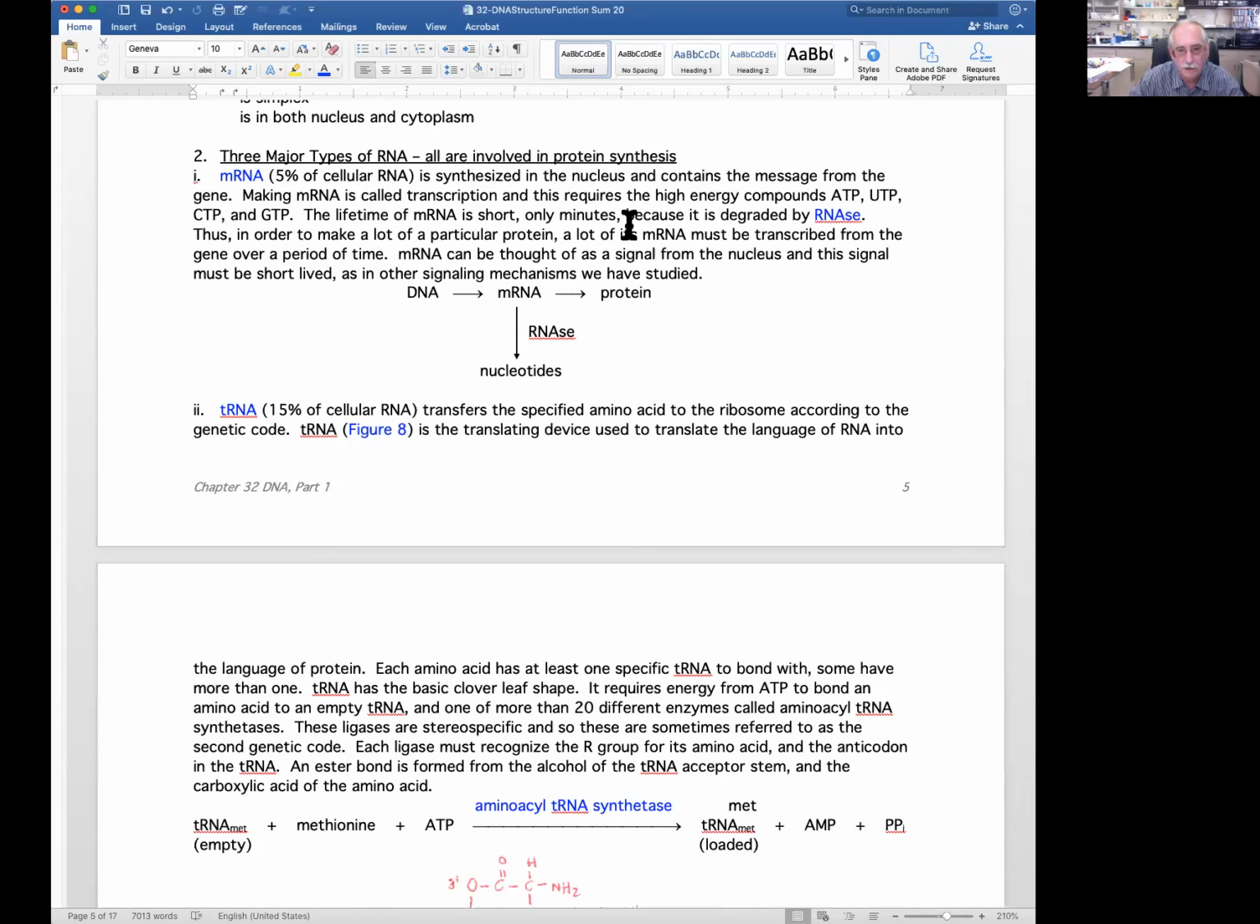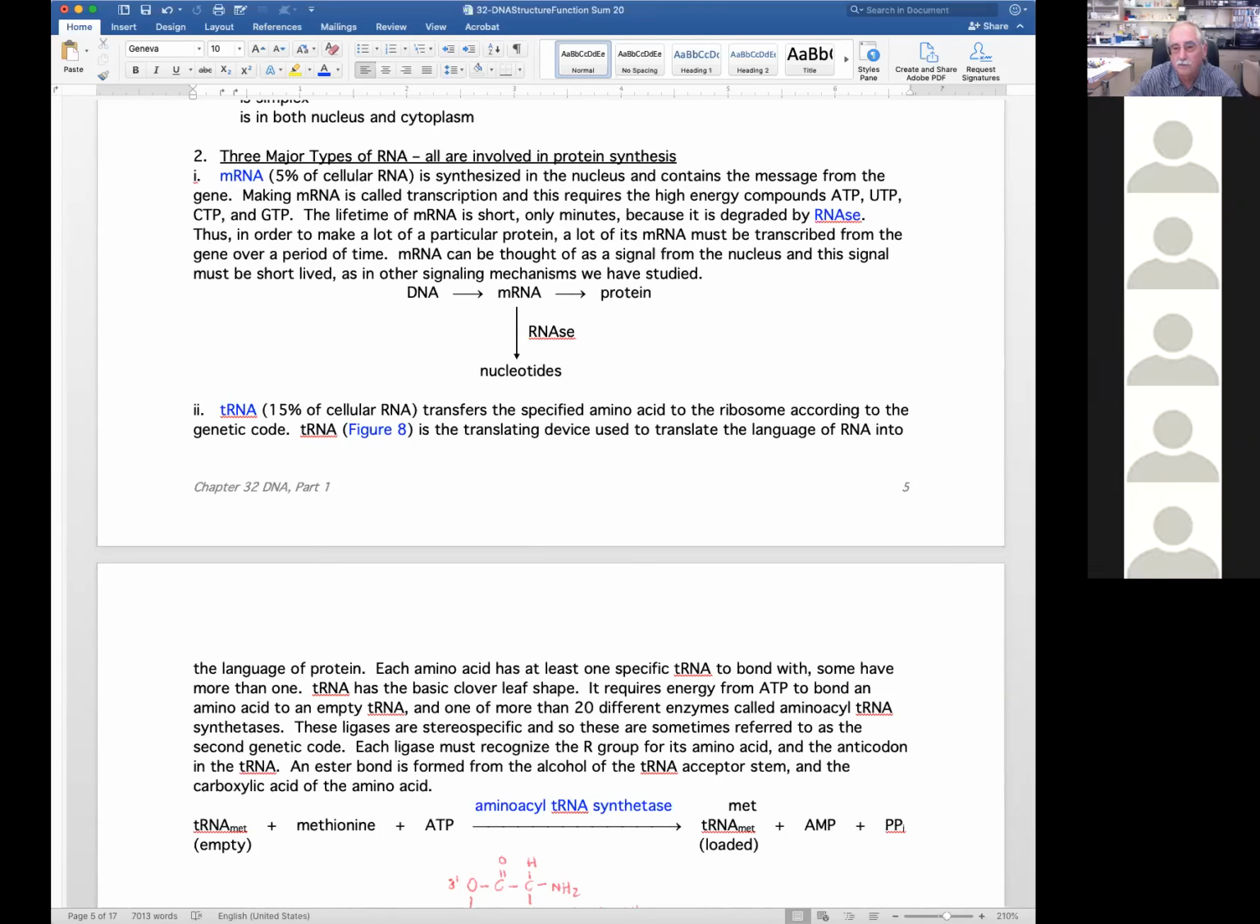Remember, we were talking in chapter 31 about how cell signaling has to be rapid. It's on and then off. If you want a persistent signal, you have to have a consistent source of that cause. It's the same thing with messenger RNA. It's a signaling molecule. The gene, the DNA, is signaling the cell to make protein. So the longer this is there, the more protein you'll make.